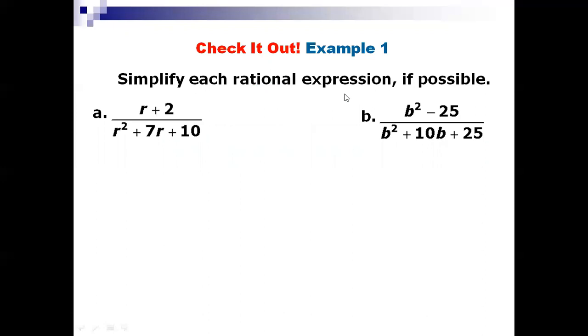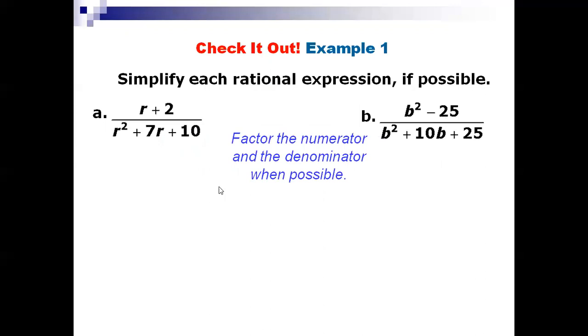Simplify each rational expression if possible. Letter A, r plus 2 over r squared plus 7r plus 10. Letter B, b squared minus 25 over b squared plus 10b plus 25. First step, factor the numerator and the denominator when possible. r plus 2 cannot be factored already. But r squared plus 7r plus 10 we can still factor. Again, look for factors of 10 whose sum is 7. So we can rewrite that as r plus 2 over r plus 2 times r plus 5, which is the factored form of your denominator.